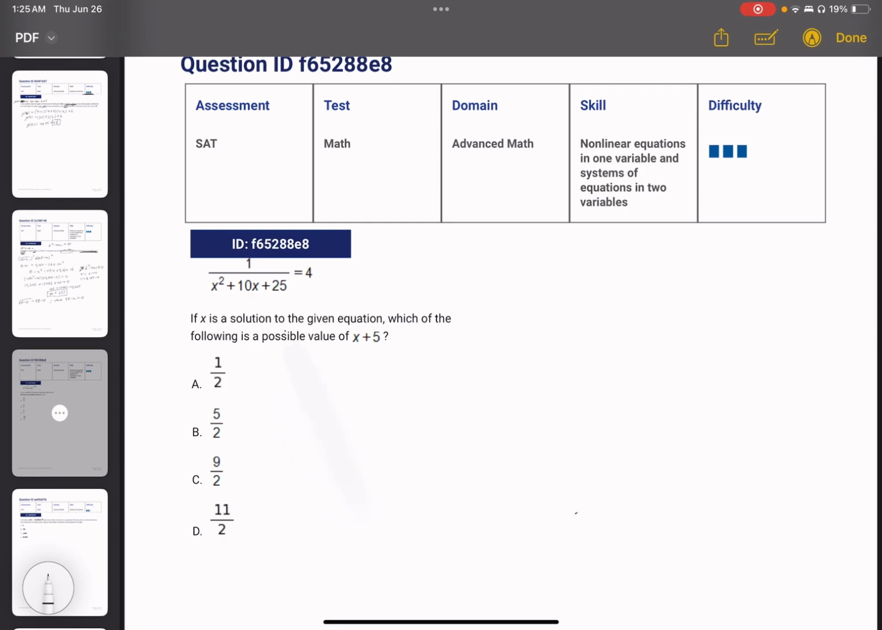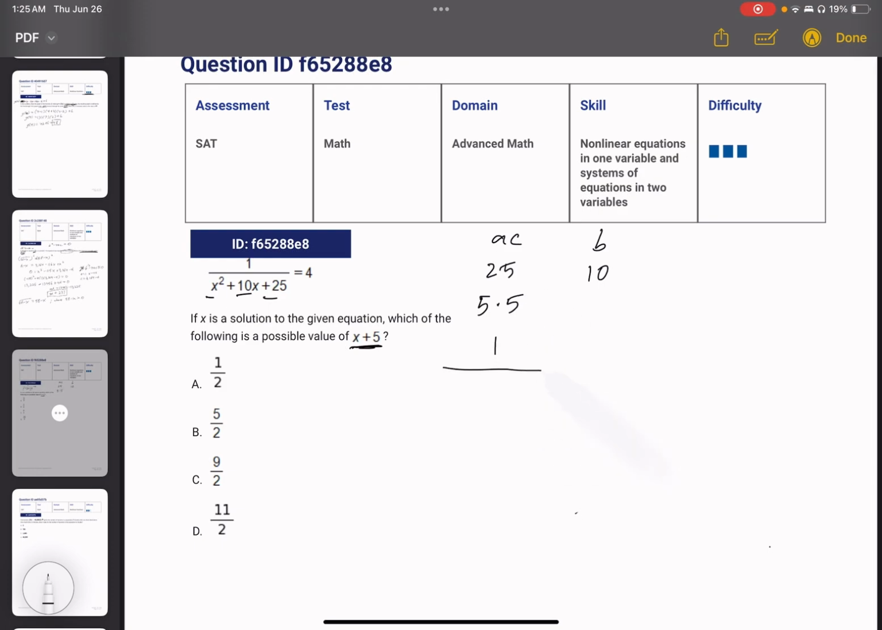If x is a solution to the given equation, which of the following is a possible value of x plus 5? So when I see a large polynomial in the denominator like this, the first thing I think is factor. So we're going to do our ac-b method. So a times c is 25, and then our b value is 10. What times what gets us 25, but when those same values are added, it gets us 10? That's going to be 5 times 5.